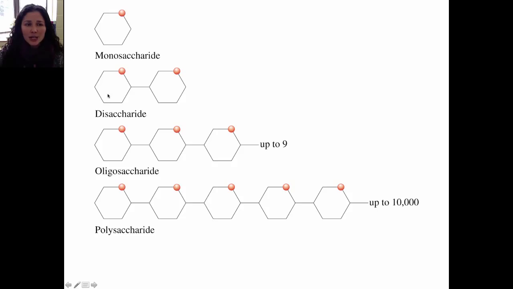For monosaccharides and disaccharides, and some of the shorter polysaccharides, if there is a free anomeric carbon, they will be reducing sugars. But when it's a polysaccharide and there's a free anomeric carbon, it's not considered a reducing sugar because there will be only 1 free anomeric carbon for 10,000 sugars.